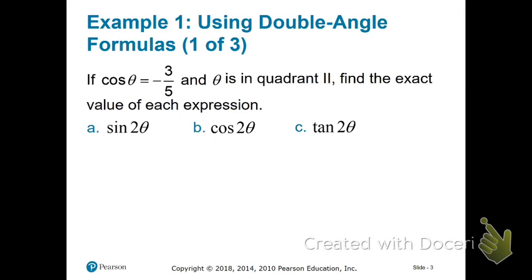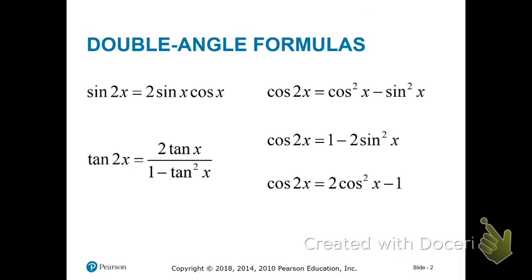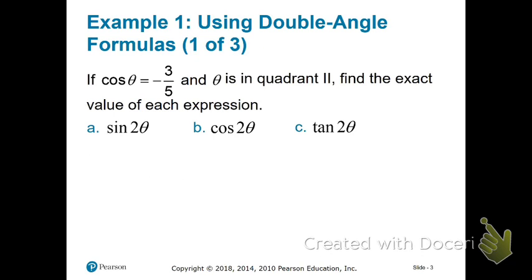All right, so for example 1, it says if cosine of theta is equal to negative 3/5 and theta is in quadrant 2, find the exact value of each of those expressions. And I gave us a separate slide for each one. So we know that cosine of theta is equal to negative 3/5. Now, if you looked at those slides right here, notice we're going to need sine, cosine, and tangent to solve these, right? So why don't we go ahead and find our sine, cosine, and tangent on this first slide.